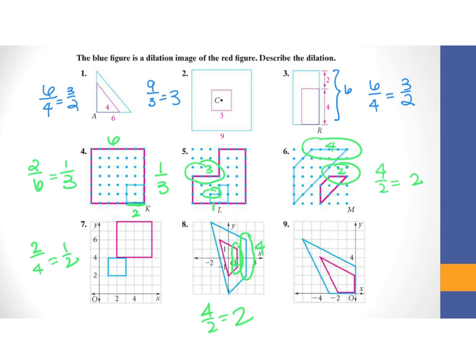And then for my last one, I'm going to look at these side lengths here. For the red, I have 2. When I come out here and look at the blue, I can see that the blue is going to be 3. The blue is actually bigger, so I have 3/2, and that makes sense that it is bigger.